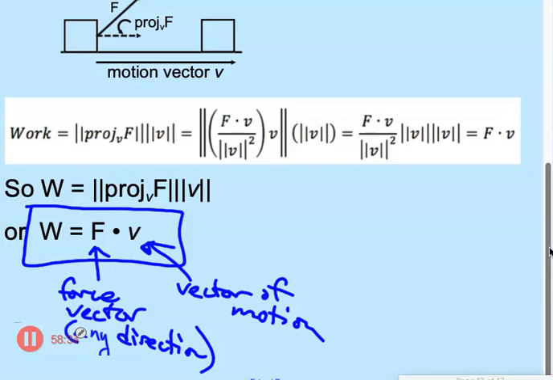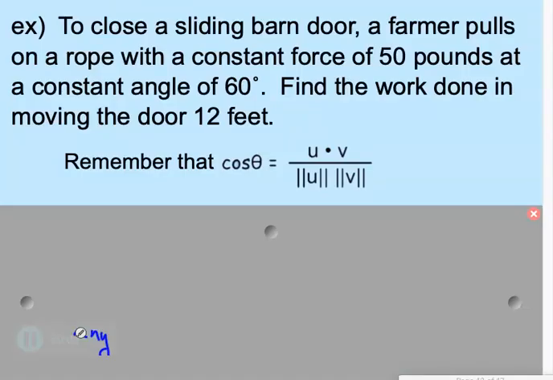Have you guys ever done this? Work equals F dot V? No? Okay. In physics? Okay. Did you derive it? Really? Did he use the word projection? Probably not. Oh, okay. No, he did talk about that. Okay. All right. That's fair.